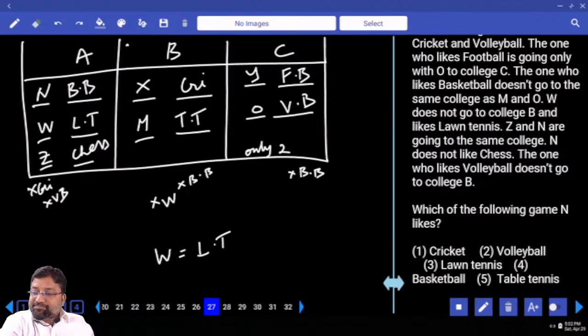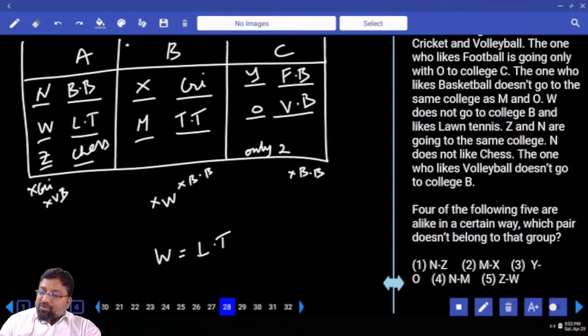Which of the following games does N like? What's the game that N likes? The game that is liked by N is basketball. 4 out of the following 5 are alike in a certain way. N and Z belong to the same college. M and X also belong to the same college. Y and O, same college. N and M, they do not belong to the same college.